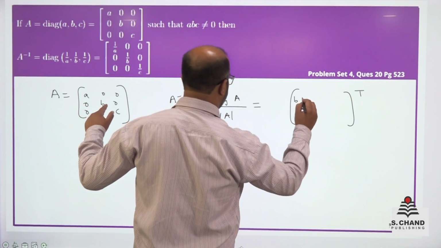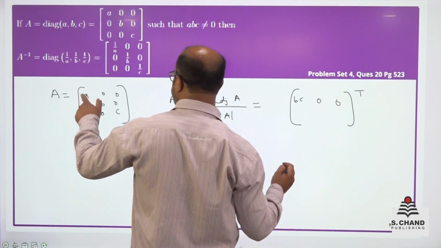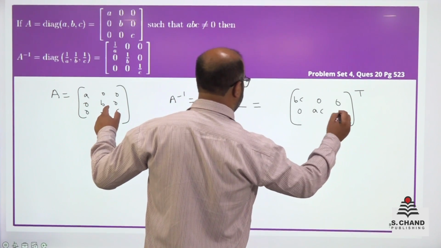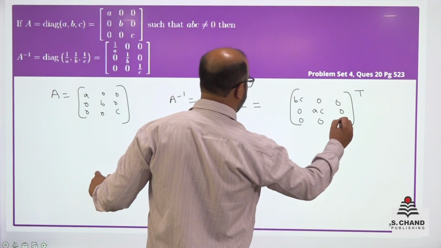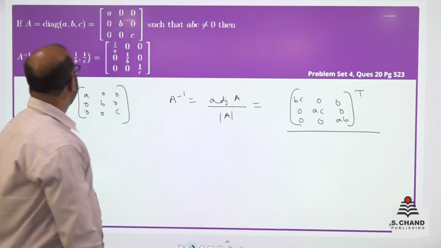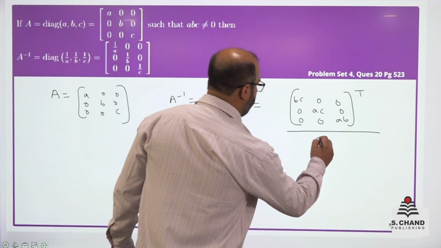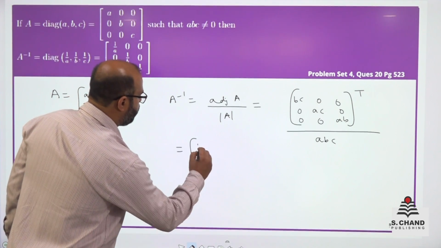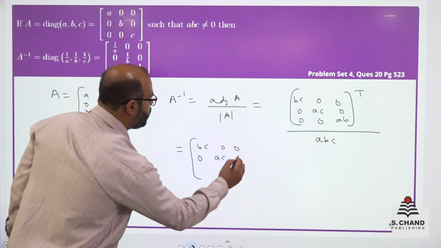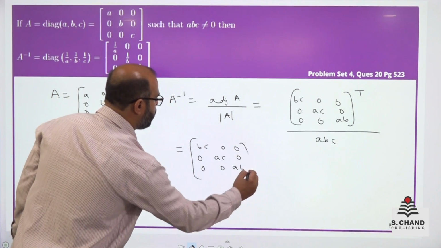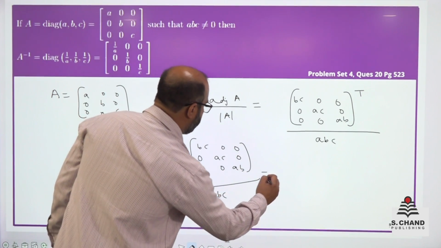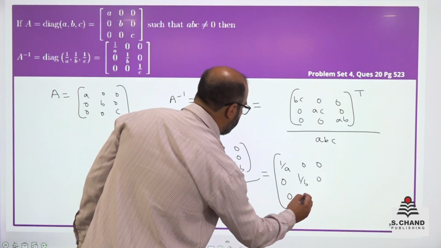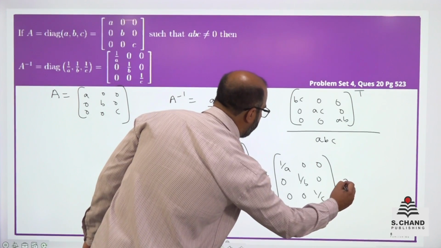So for A, the cofactor is BC, and the others are 0, as you can see from eliminating row and column. For B you will get AC, and for C, AB, divided by determinant of A. So determinant of A will be ABC, and it is a non-singular matrix. That is why ABC is not equal to 0. So this is BC, AC, AB on the diagonal, and the transpose will be same, upon ABC. So this will be 1 by A, 1 by B, 1 by C on the diagonal. Proved.